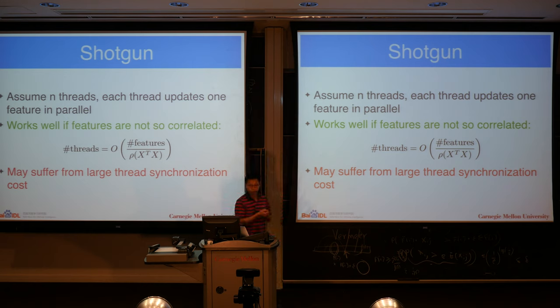In theory, we can show that if the number of threads is chosen to be the number of features divided by the maximum eigenvalue of the covariance matrix, then it's okay. If the features are not so related, the covariance matrix is quite like an identity matrix. This means this number goes to 1, so you can update all the features at the same time. But in another extreme case, all the features are the same. In this case, this number goes to about the number of features you have, so you can only use one thread. You should update one by one.